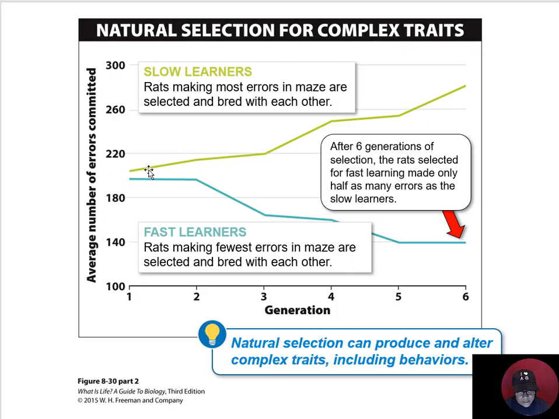And over time, we can see that over generations, as the generations increase, the number of errors that these rats' offspring made increased, okay? And then they took the rats that were fast learners and they selectively bred them. And again, over time, the number of errors of the fast learners that were selectively bred for began to decrease. They became better at the maze. And so after 6 generations of selection, the rats selected for fast learning made only half as many errors as the slow learning rats. So it turns out that you can do that in rats.